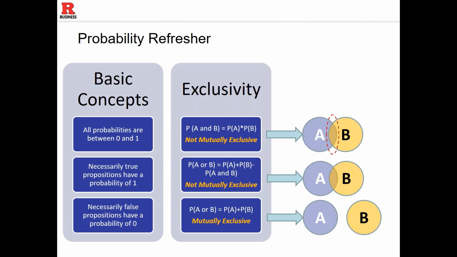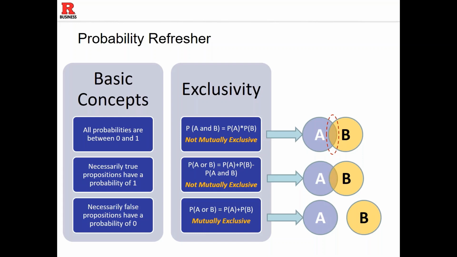So just think back to probability. This is just going to be a brief refresher, some basic concepts of probability. All probabilities are between 0 and 1. Statements or propositions that are necessarily true, or true 100% of the time, have a probability of 1. Oppositely, necessarily false propositions have a probability of 0.